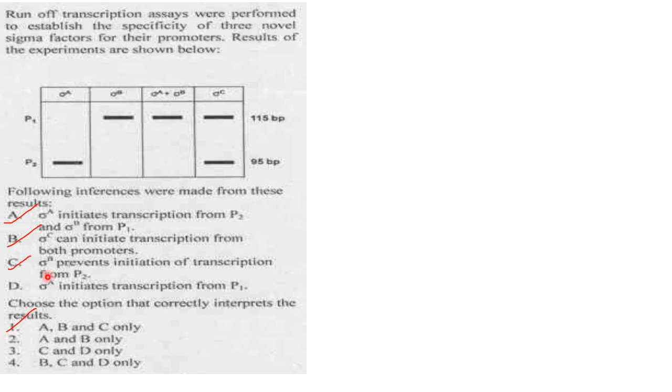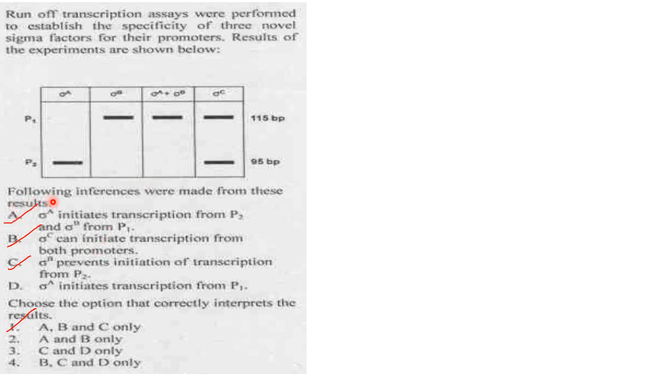Sigma A binds to promoter P2. Sigma B binds to promoter P1. Sigma A plus B bind to promoter P1 only. It may be because sigma B prevents sigma A from binding to promoter P2. Sigma C can bind to both the promoters P1 and P2.